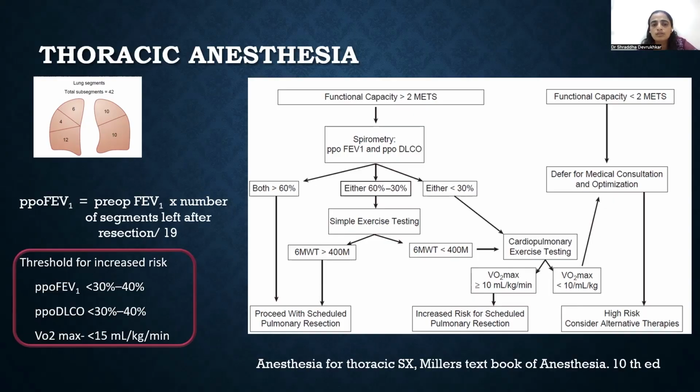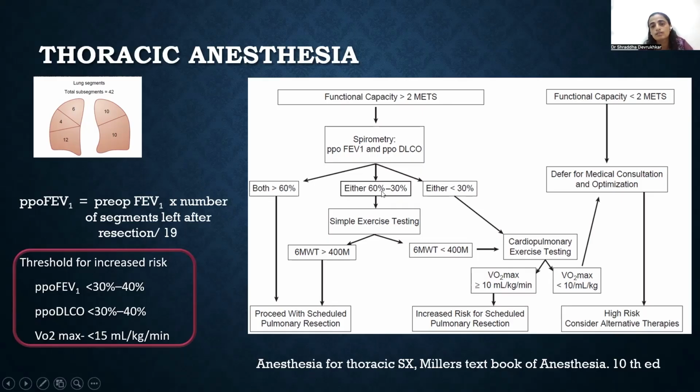So what you do is first you see whether the functional capacity of the patient is less than 2 minutes or more than 2 minutes. If it is more than 2 minutes, you do a spirometry. See what is the post-operative predicted FEV1 and post-operative predicted DLCO of this patient. If both are more than 60%, you can go for the scheduled pulmonary resection.